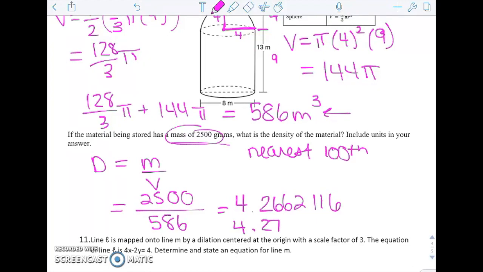And let's think about our units. The units of mass were grams. The units of volume were meters cubed. So it's that many grams per meter cubed.